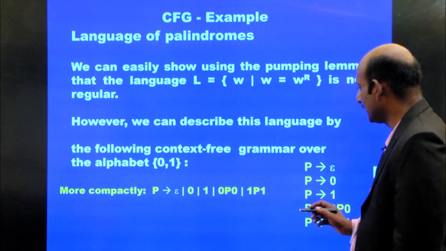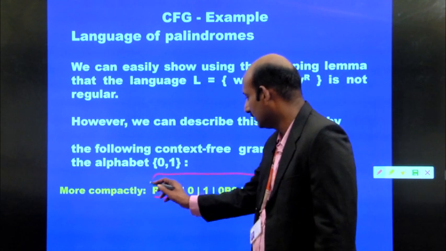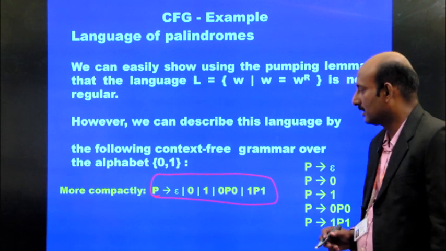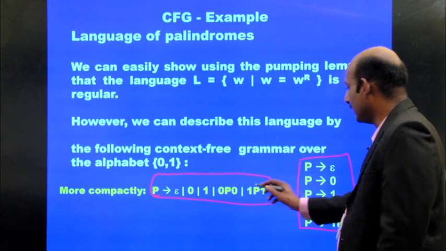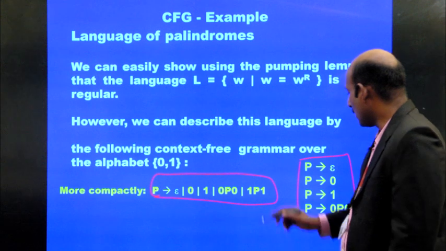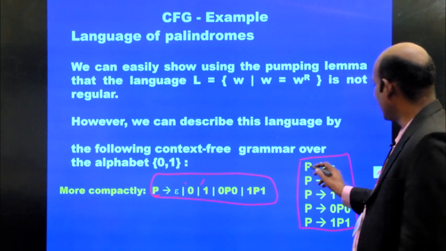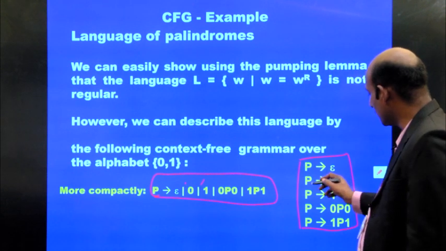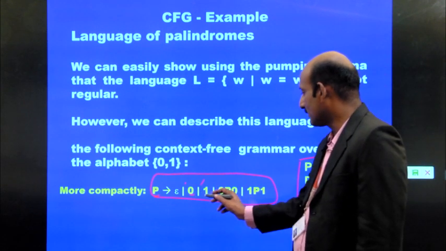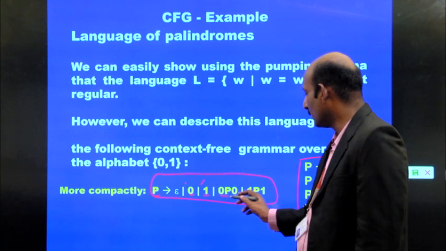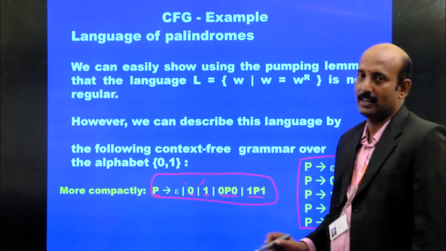So we can describe this over the alphabet. We have these given productions. More compactly, these productions can be written like this, where the slash indicates OR. So P implies epsilon, and one more production, P implies 0. So it is written as P implies epsilon, or P implies 0, or P implies 1, or P implies 0P0, or P implies 1P1, likewise.